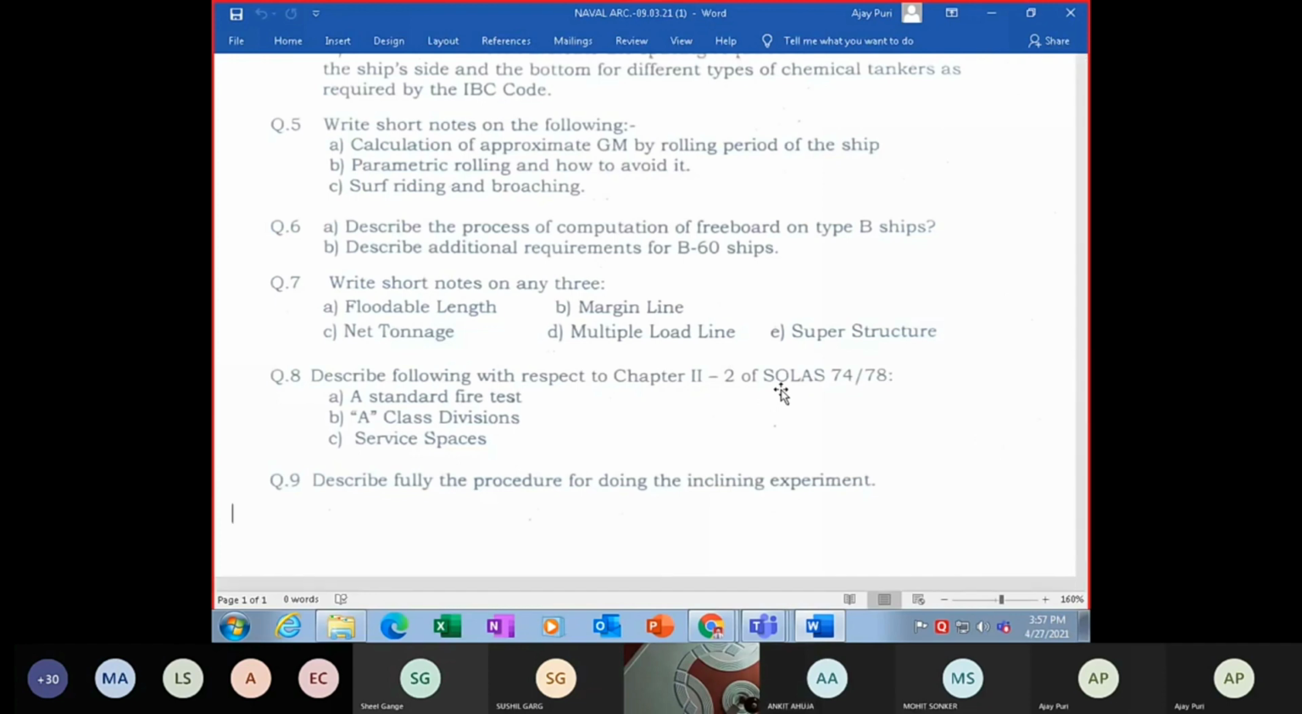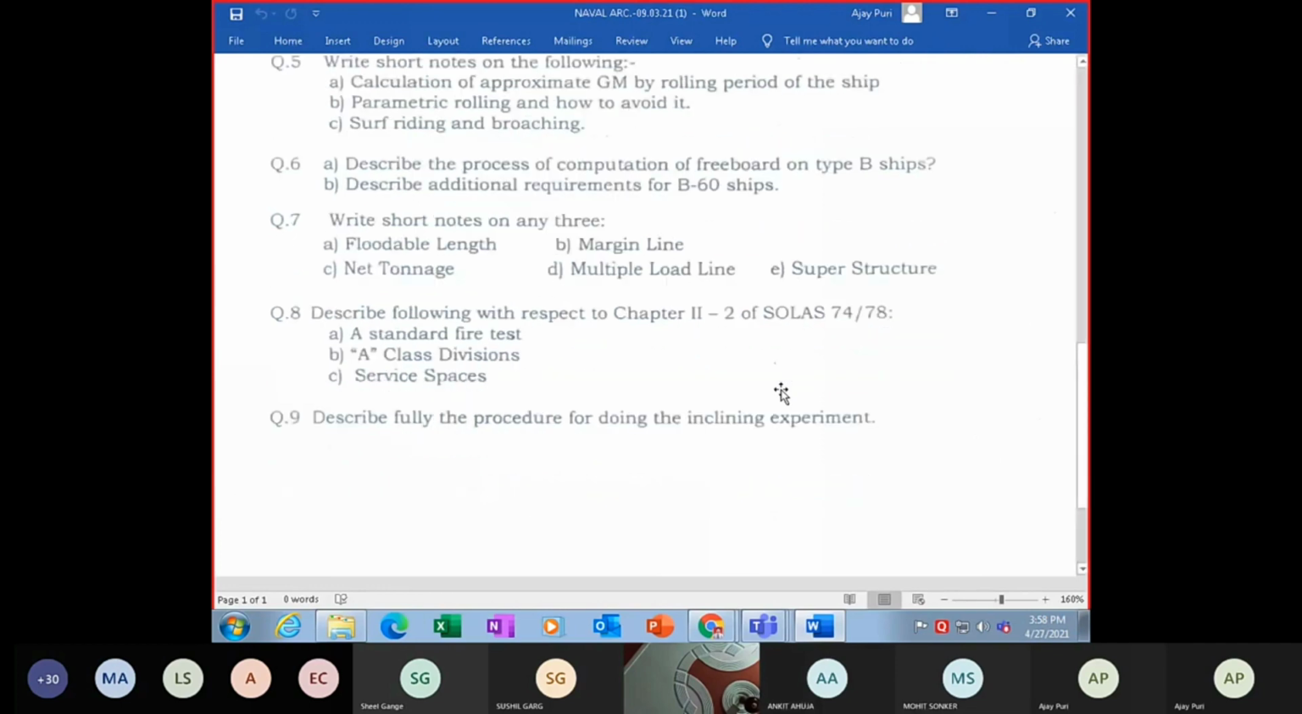So floodable and margin line, net tonnage, multiple load line, which we have done, and superstructure along with the definition of superstructure, which we have done for the correction of freeboard. That you have to explain. Number 8 will be: describe the following as per SOLAS, your standard fire test, A-class division and service spaces which are on your Roro ships and all. So service spaces also have to be explained in this. And then 9 is inclining experiment.